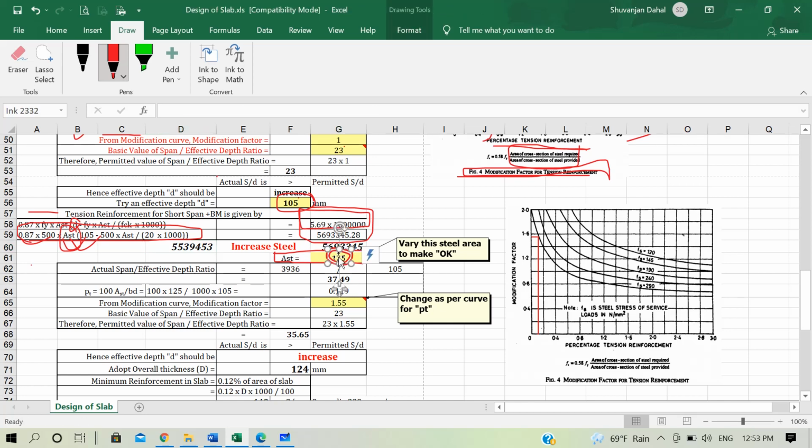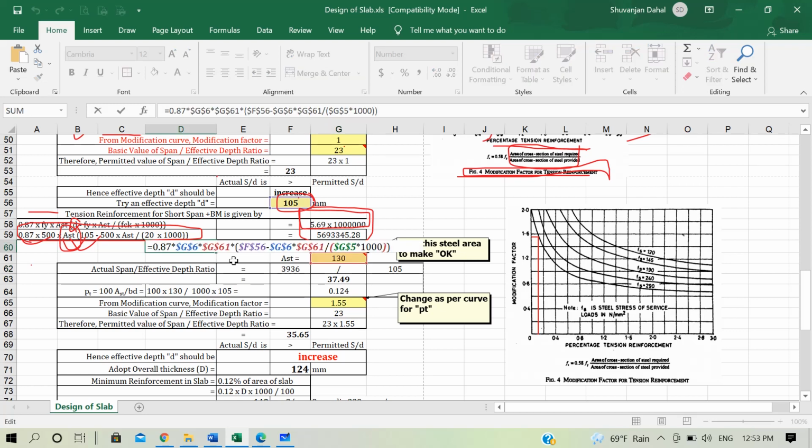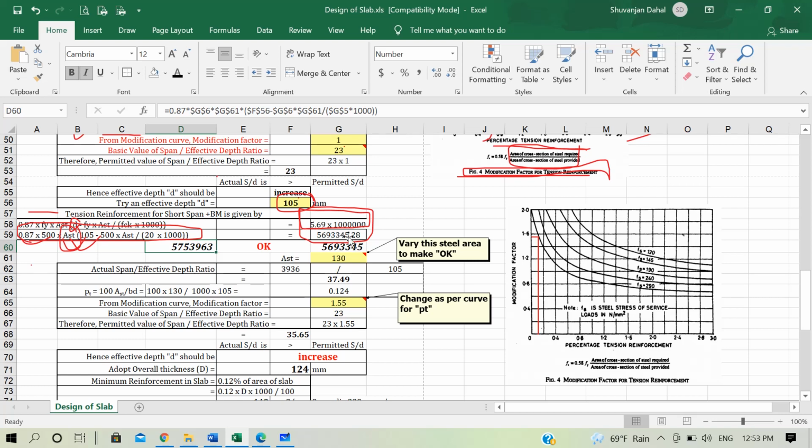So let me increase this AST to 130 for now. Look here, now this value is greater than this moment that is coming onto our slab. So 130 will be our area of steel. Now again, using this area of steel, you have to check for the basic value of span to effective depth ratio. Now how do we do that? Let us see here.